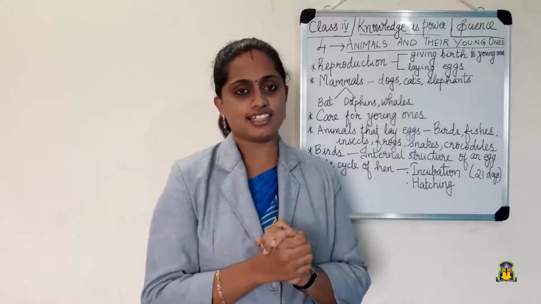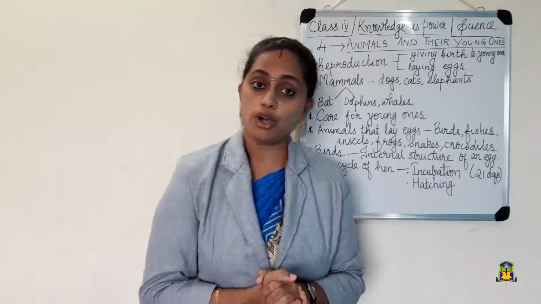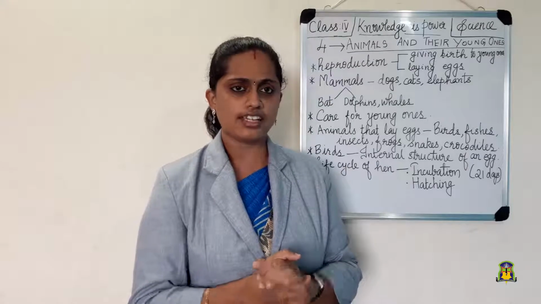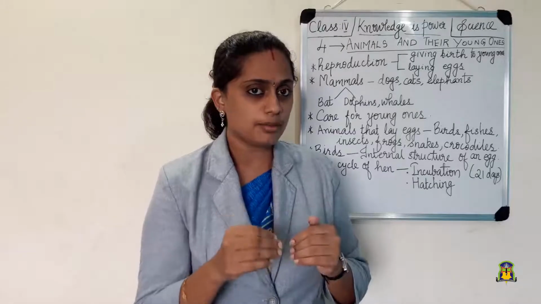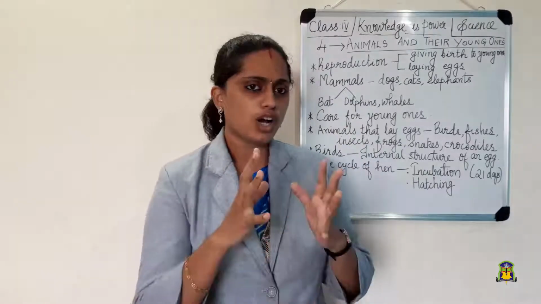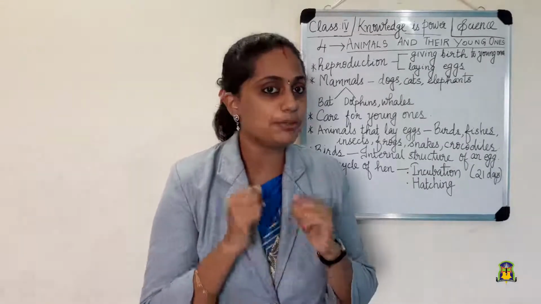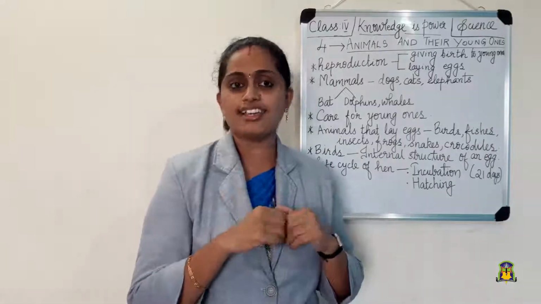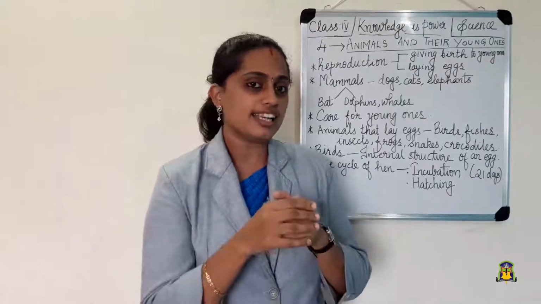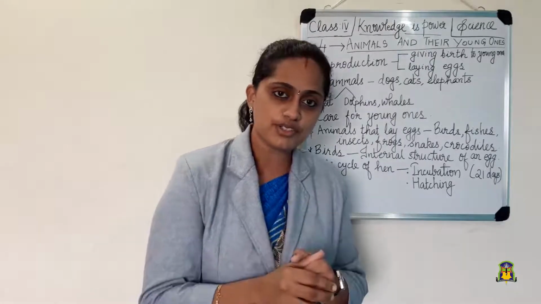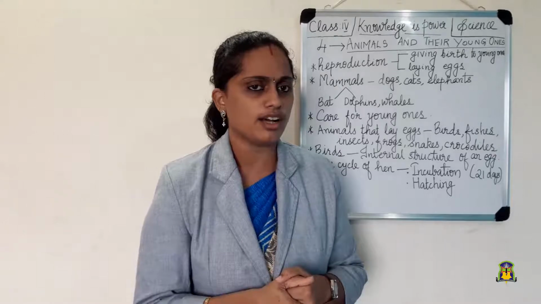Yes, let us start. The name of our lesson was Animals and Their Young Ones. We all know that living things have some specific features. We have studied all those specific features in our third grade, isn't it? Out of those specific features, we have studied that living things reproduce. What do you mean by reproduction? Yes, producing young ones, producing babies. So here in our lesson, we are going to see about animals and their young ones.